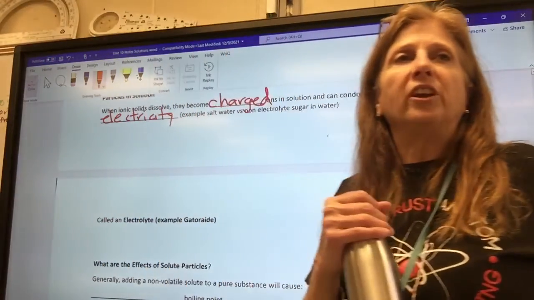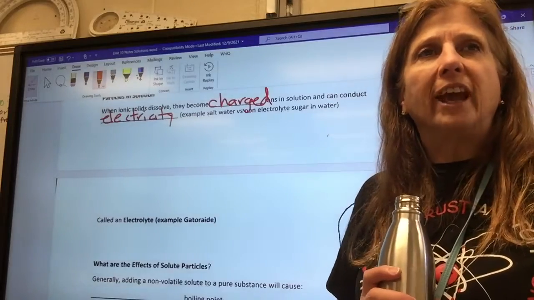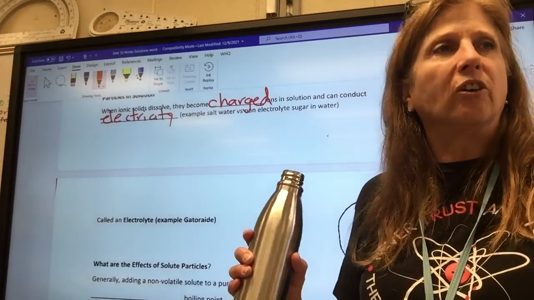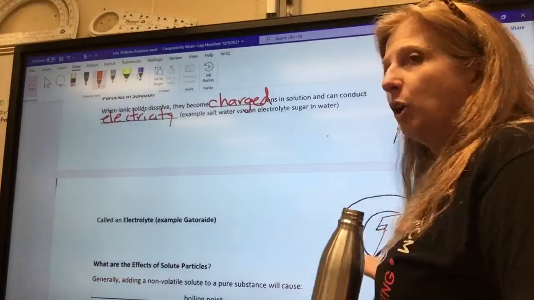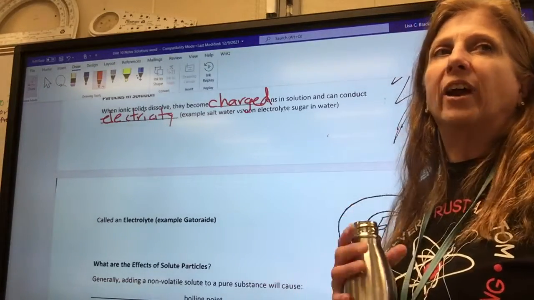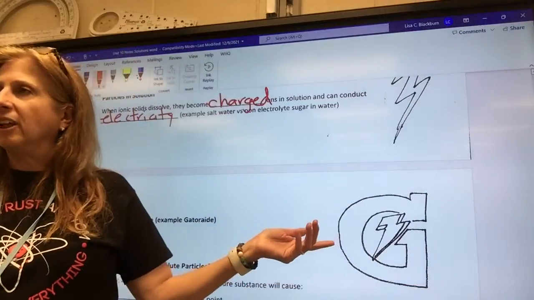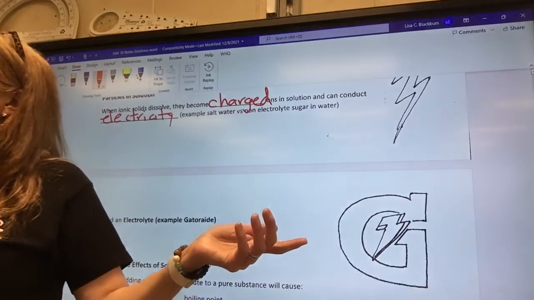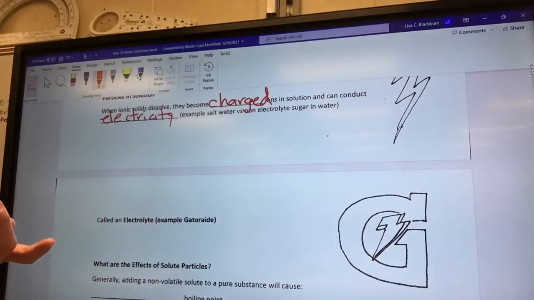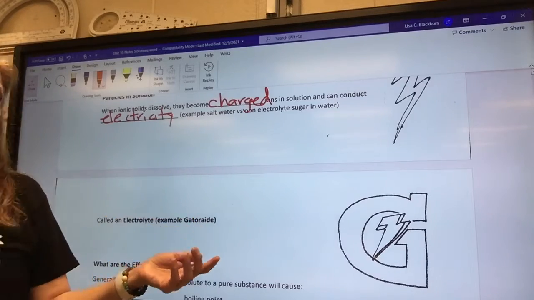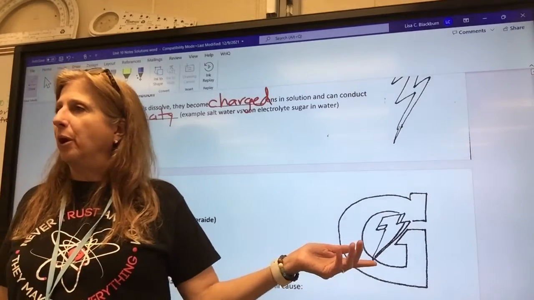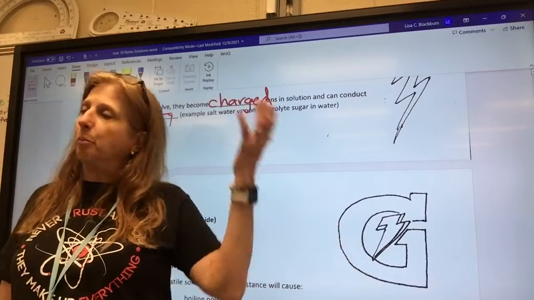So the University of Florida Gators, do we have any Gator fans here? This is your university. They developed Gatorade for the football team. That's why it's got Gator in it. And it is salty Kool-Aid. That's what it is. And you can chug it. You can drink it as fast as you want, and you will not throw up. So that's the point of it.